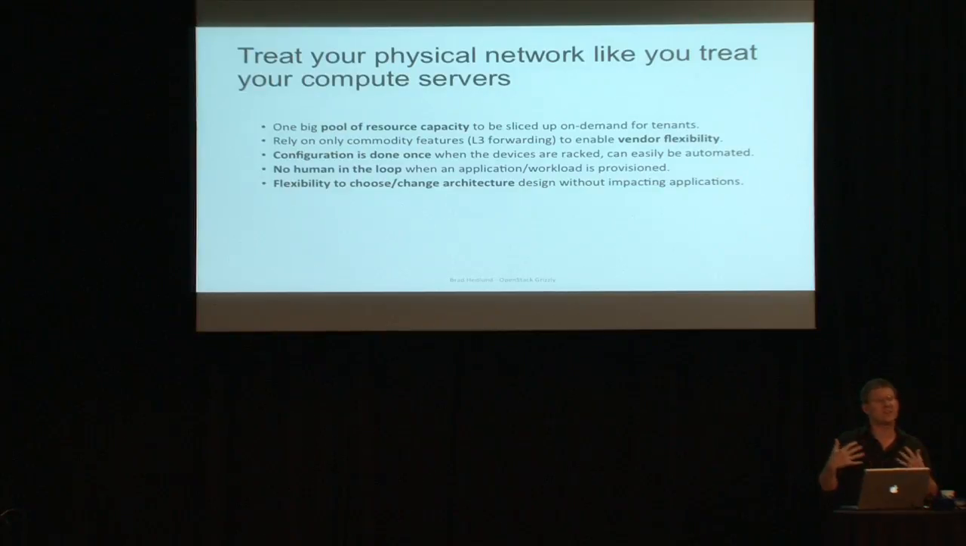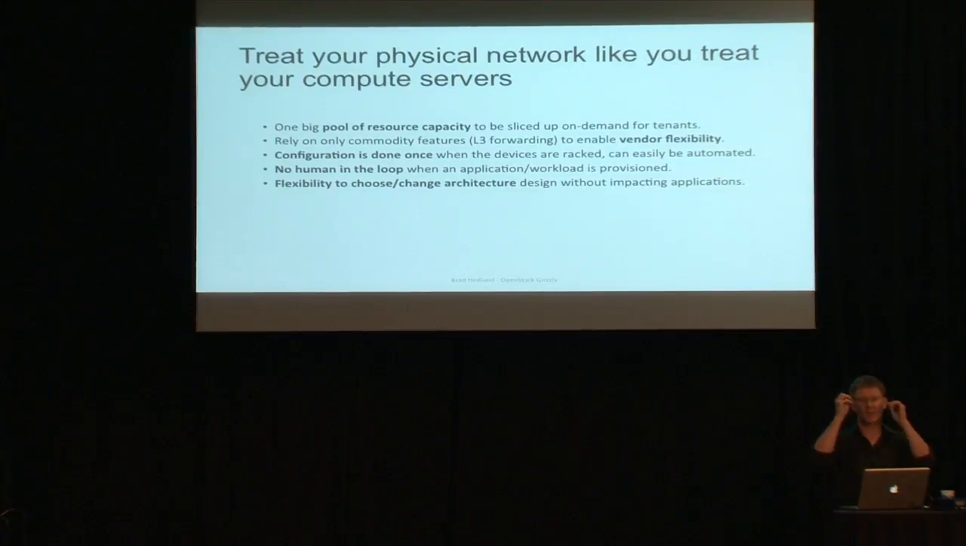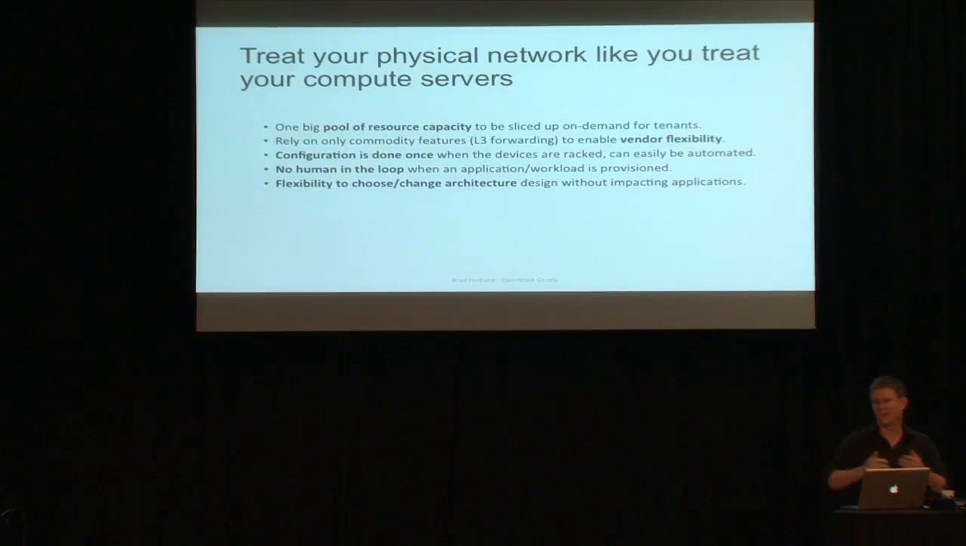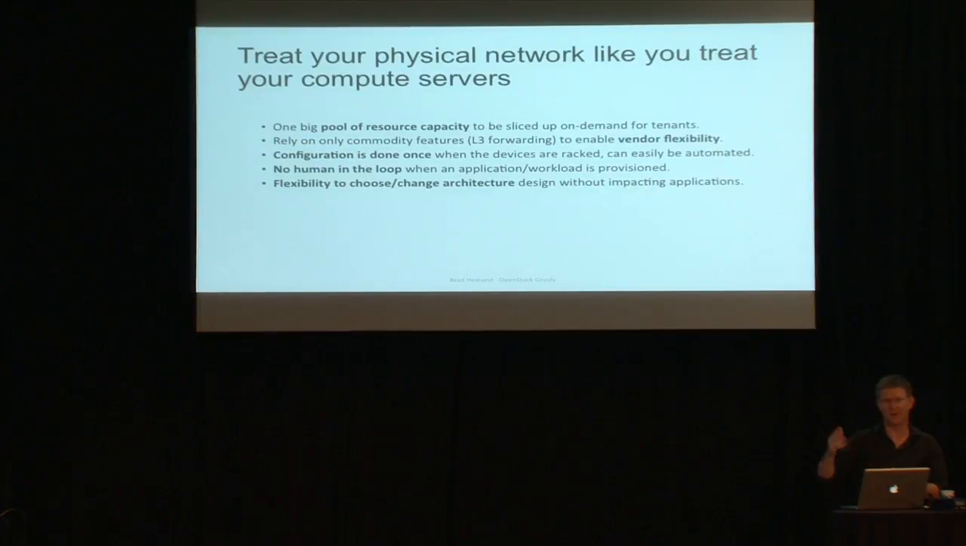Thirdly, the configuration of the physical network should only be done once, just like your physical servers, right? You rack them, you give them IP addresses, and then you're done. You never touch it again. There should never, ever be a human in the loop when you're provisioning application workloads, right? If you have a human in the loop and you're racing against Amazon, you've lost, right? You've already blown your price point out of the water.